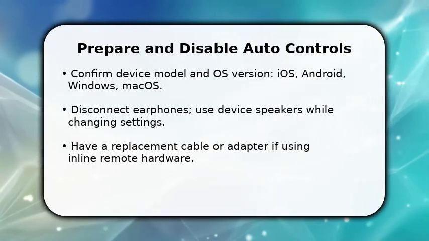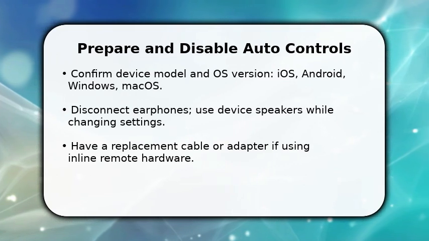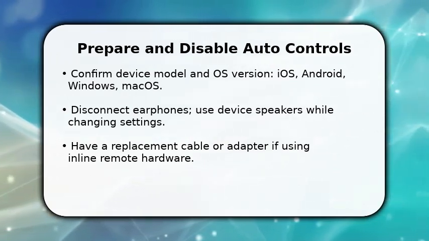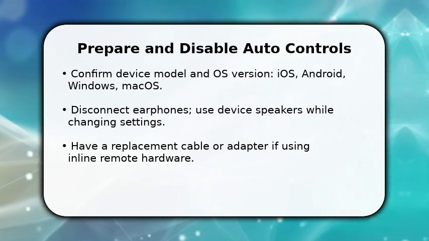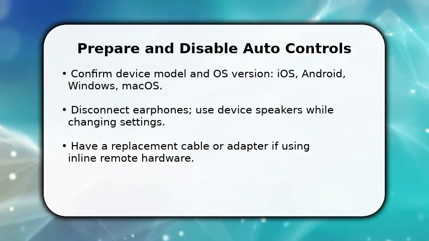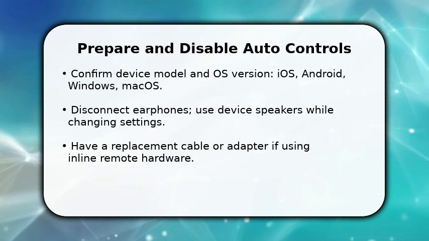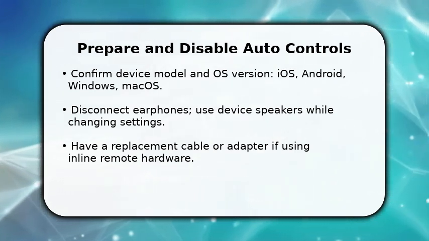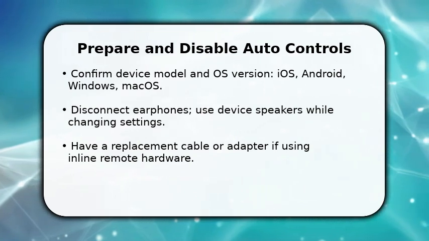You'll start by identifying whether the volume is hardware-driven or software-driven. On your phone or laptop, go to Settings, then Sound immediately. Once there, disable any auto-adjust or media volume sync features. If you see an app listed as controlling volume, force stop it now and revoke its audio permissions.